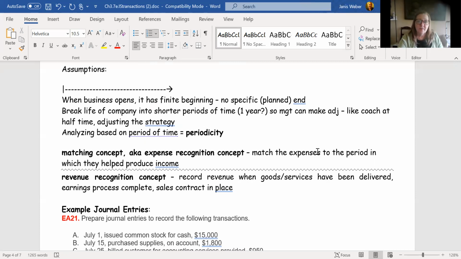Then there's the matching concept. It's also called the expense recognition concept. And that one assumes that the expenses will be reported in the period and included in the period that they help produce income, the related income.